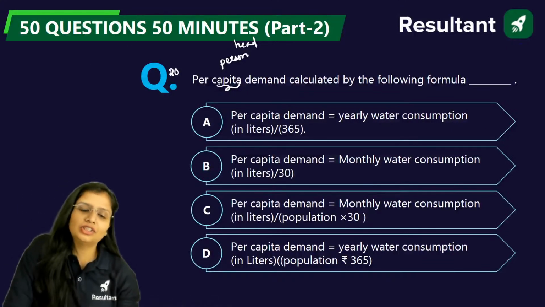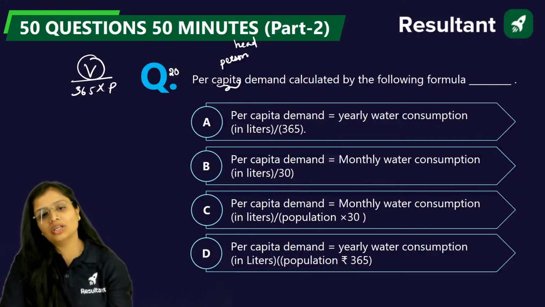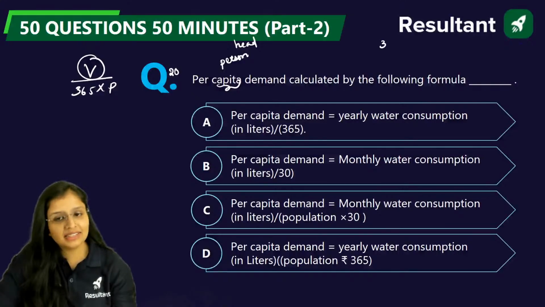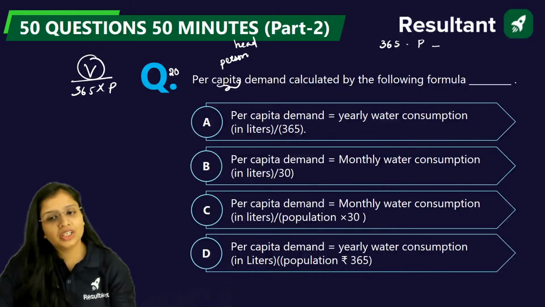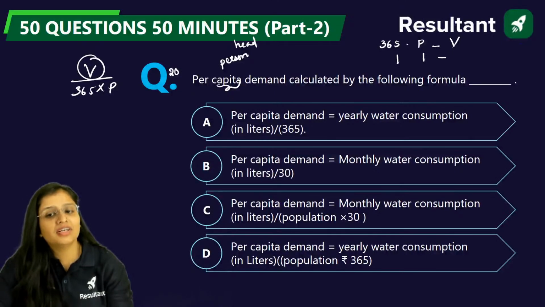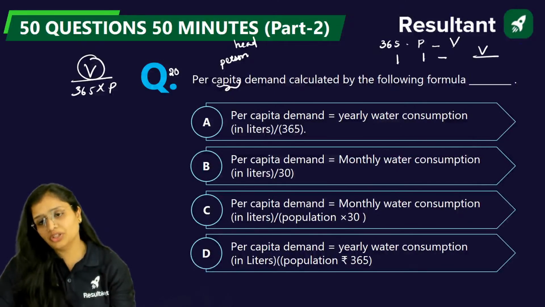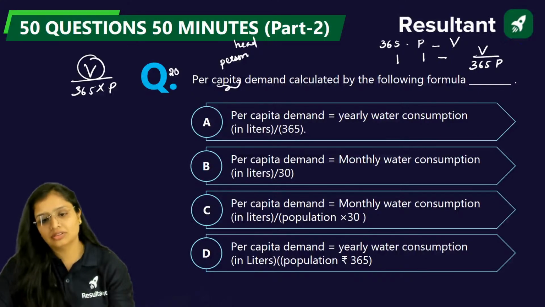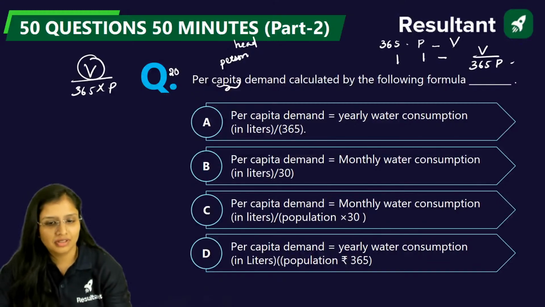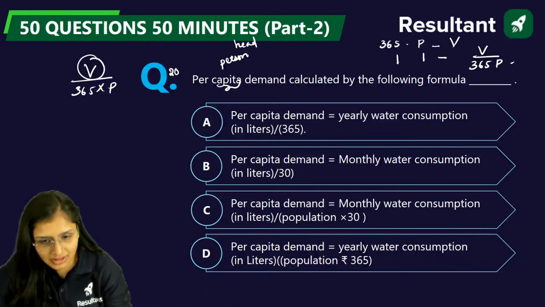In short, you generally write it as V is equal to 365 into P. V is the total water required by P population in 365 days. If in 365 days, P population requires V amount of water, so in one day, how much water will one person require? Use the unitary method. Okay. So yearly water consumption divided by population in 365. Here they should have written this division.